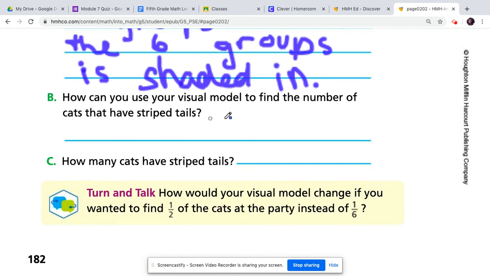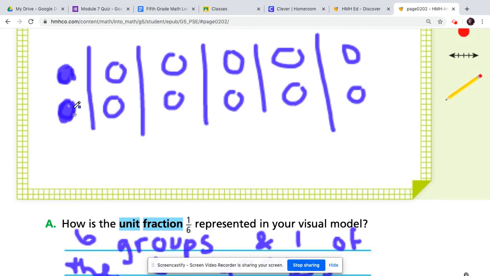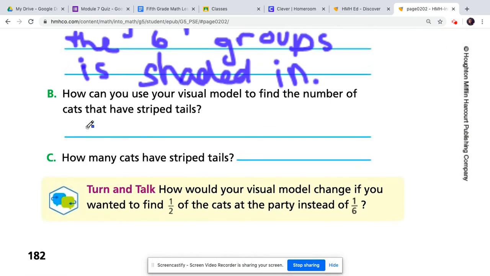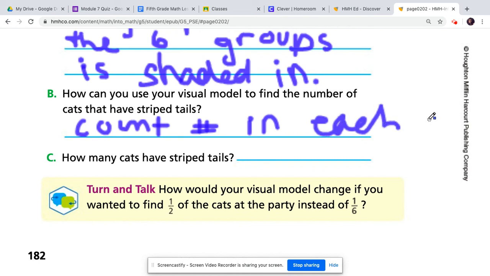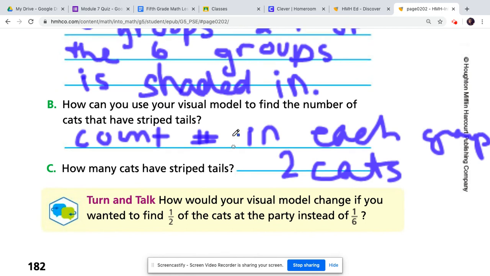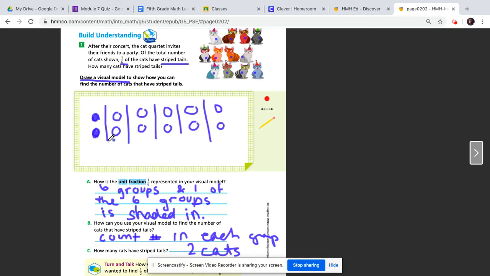Okay, so how can you use your visual model to find the number of cats that have striped tails? Well, I can just count how many circles are in one of my six groups. So in this group of the six groups, I have two, right? So I can just count the number in each group. Okay, so how many cats have striped tails? Two cats. Okay, remember that label. And I know it's two cats because I shaded in two and it only wanted one of the six groups.